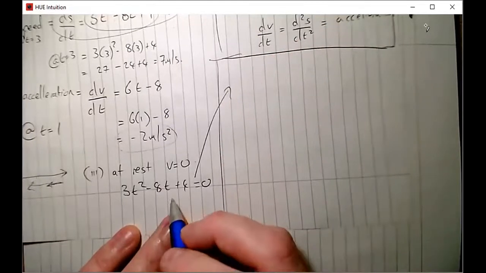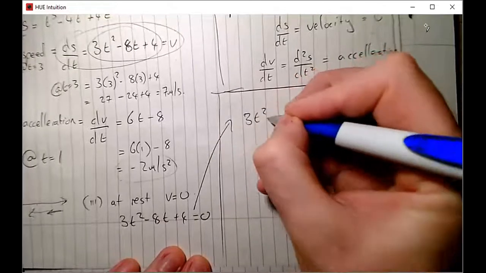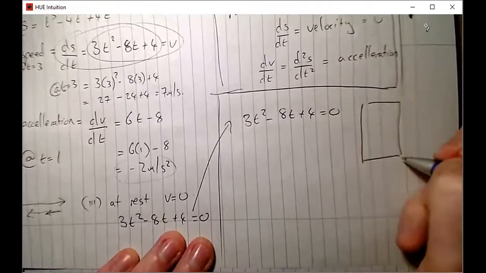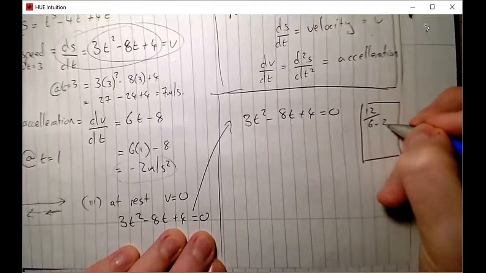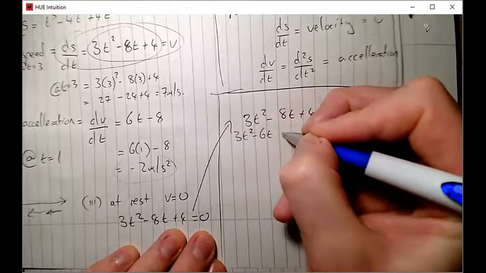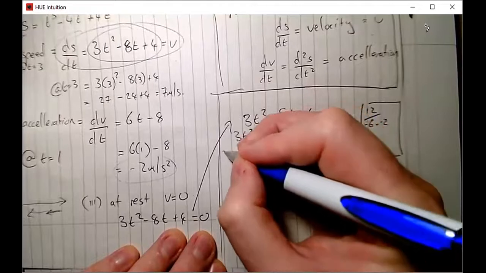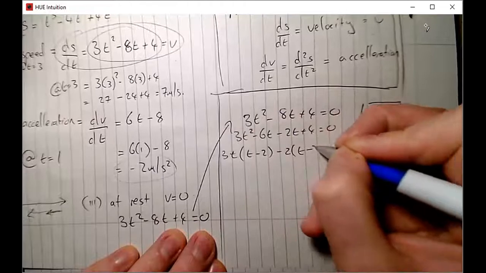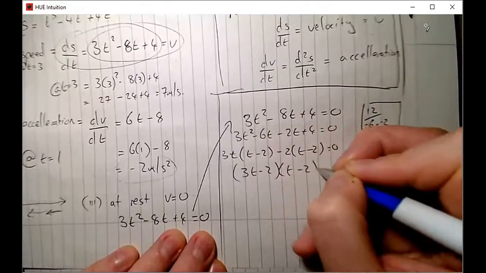Okay, so first of all, we're going to have 2 times when this thing's momentarily at rest. So 3t squared minus 8t plus 4 equals 0. You can use minus b, or you can say 3 by 4 is 12, and 6 by 2 minus 6 by minus 2 gives plus 12. So I'm going to say 3t squared minus 6t minus 2t plus 4 equals 0, and that's 3t times t minus 2, minus 2 times t minus 2. 3t minus 2 times t minus 2 equals 0.